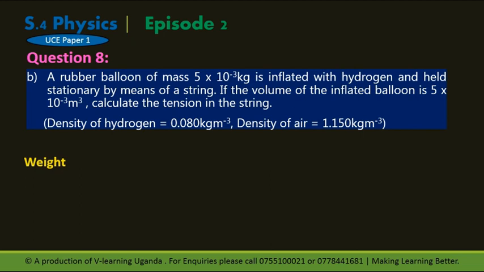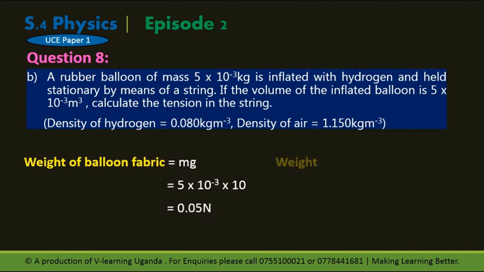Now that we do not have mass given for all, but we have mass for the balloon, we can begin by calculating the weight of the balloon fabric, which will be equal to the mass times the acceleration due to gravity. And the mass is 5 times 10 power negative 3, acceleration due to gravity, we shall use 10. That gives you 0.05.